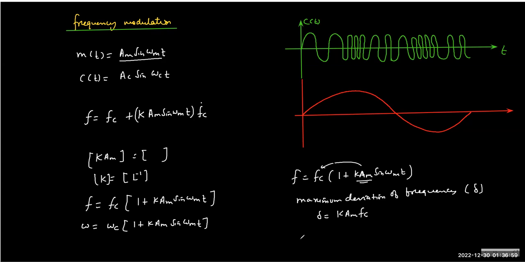So what will be the instantaneous amplitude of the frequency modulated signal? Which means I would like to now write CFMT. The definition is the same. The way we represent it will change, right?